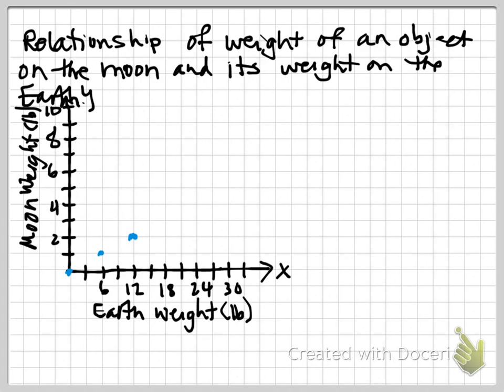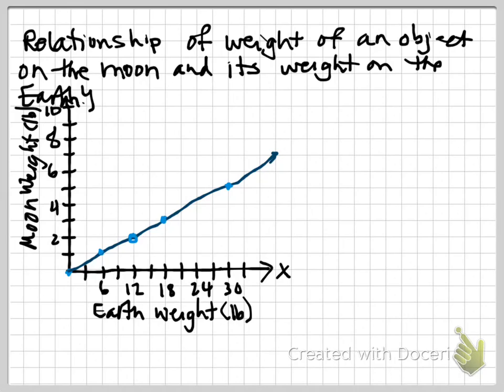And then I'm going to go to 18 pounds on the Earth is going to be the same as 3 pounds. And let's go to 30 pounds on the Earth is going to be the same as 5 pounds on the moon. So then I can connect those up. Okay. And this relationship would continue as long as I wanted it to continue, because there is a constant change when you're calculating your weight on Earth versus your weight on the moon.